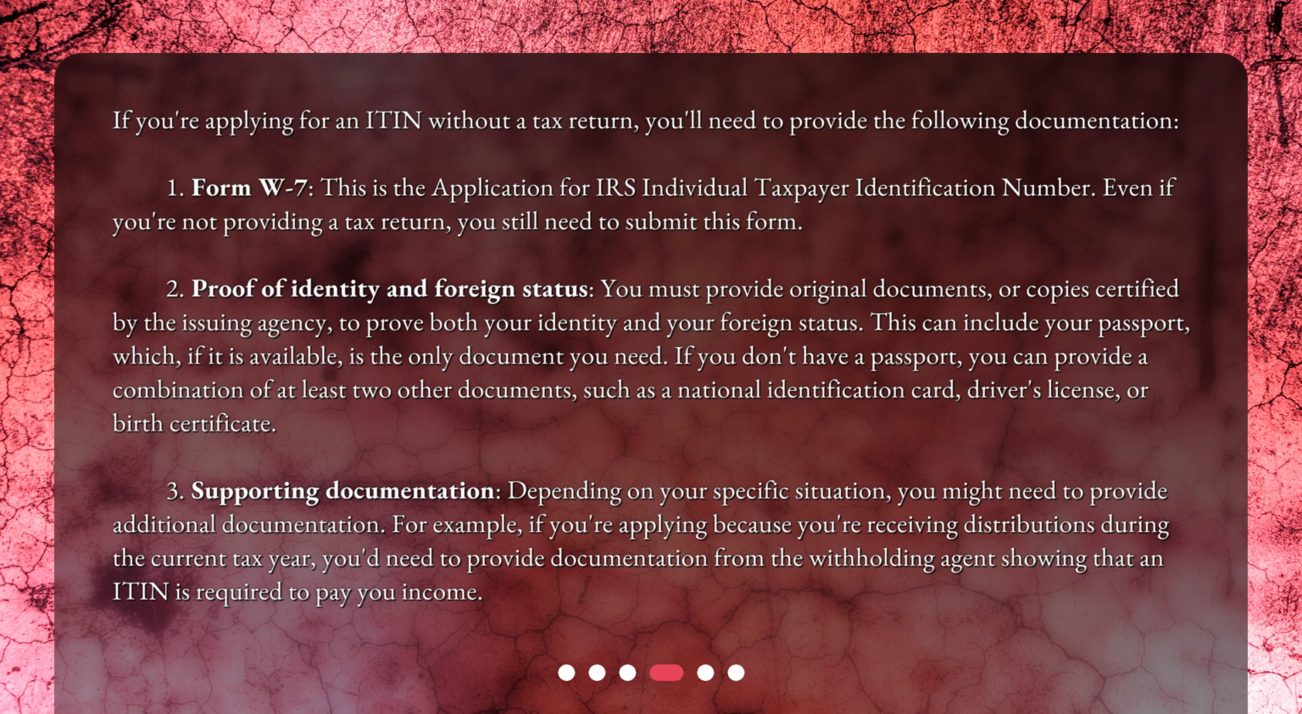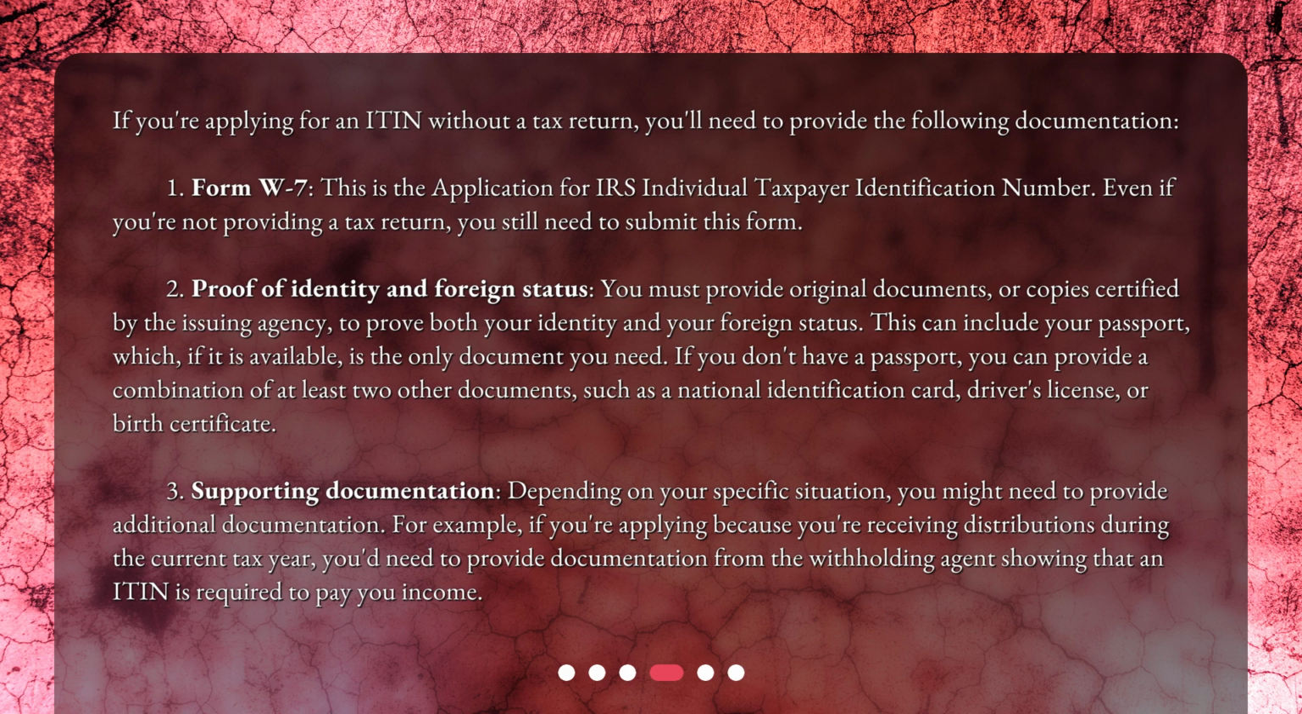2. Proof of identity and foreign status. You must provide original documents, or copies certified by the issuing agency, to prove both your identity and your foreign status. This can include your passport, which, if it is available, is the only document you need. If you don't have a passport, you can provide a combination of at least 2 other documents, such as a national identification card, driver's license, or birth certificate.